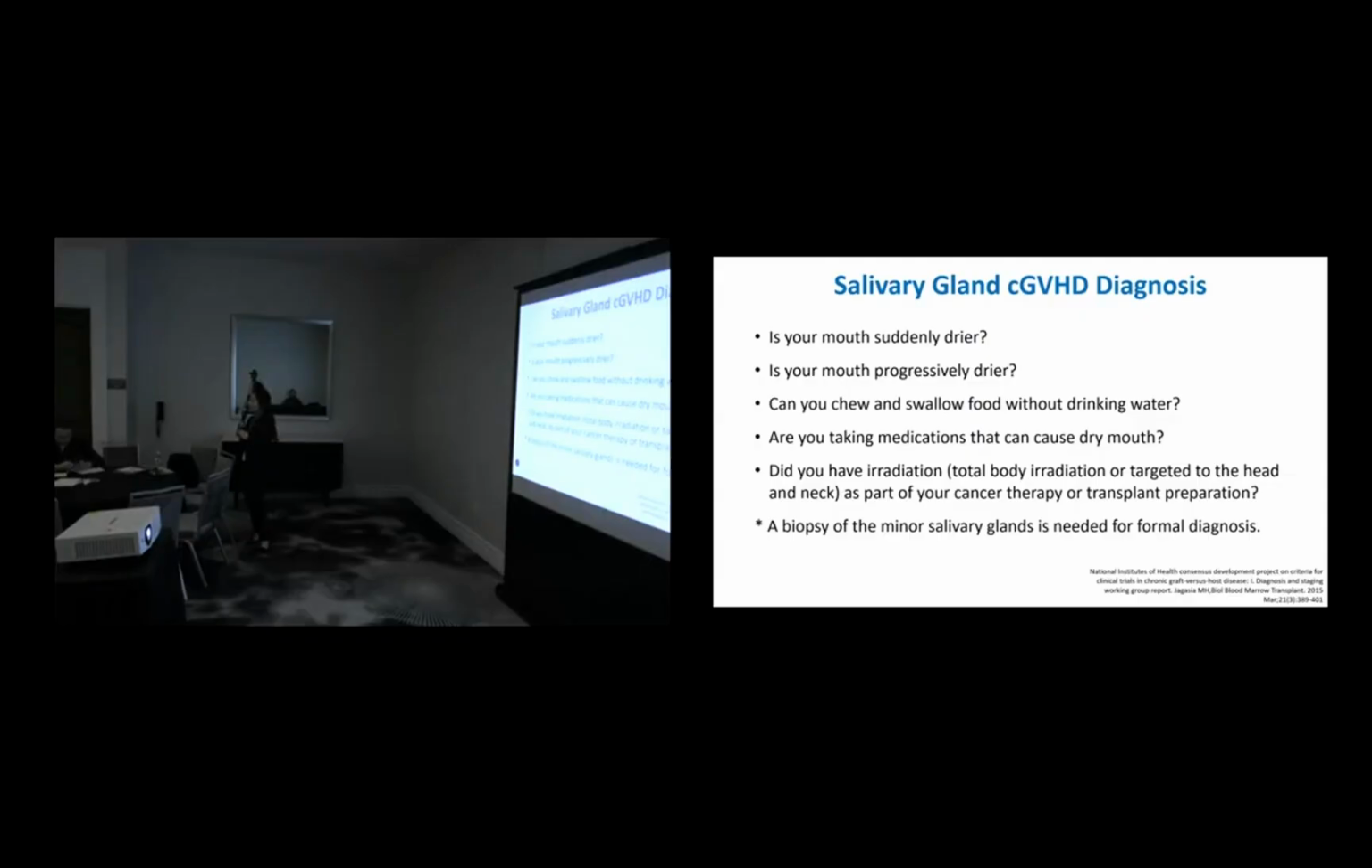And if you did get total body radiation or a more targeted radiation, like around the head and neck area, then your risk of salivary gland dysfunction is high, of course. But an important note is that a biopsy is actually needed to confirm or have a formal diagnosis of this, and typically they would do this in the minor salivary glands.